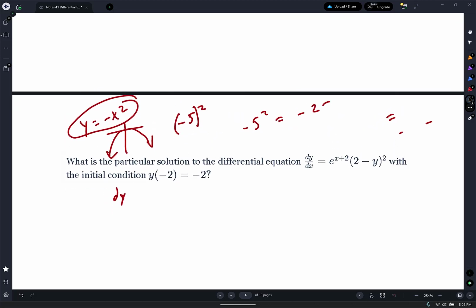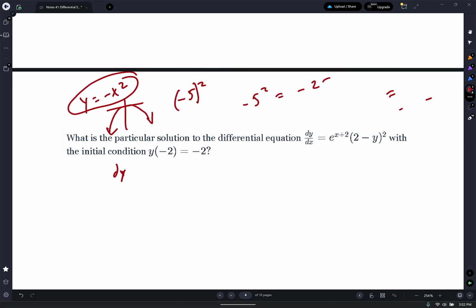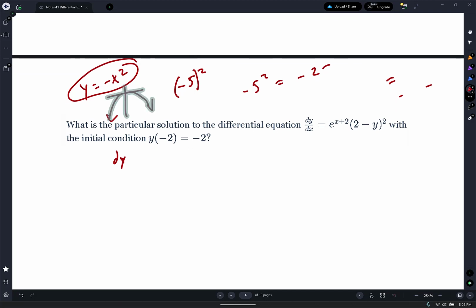Okay, all right, here we go. Ready, guys? I think you guys know the law of exponents, but we'll see.